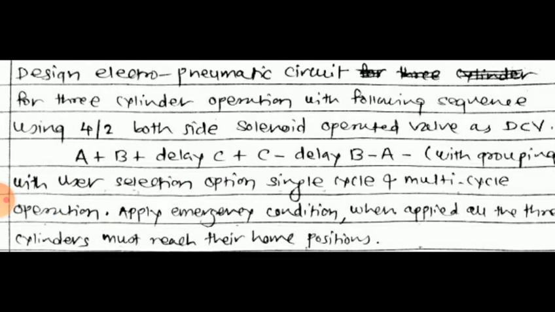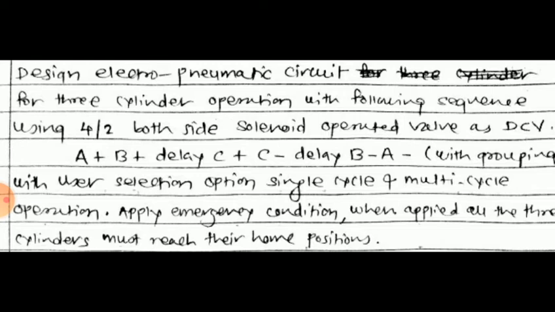Now the next problem is the 3-cylinder problem. Design an electro-pneumatic circuit for 3-cylinder operation with the given sequence, using a 4x2 both side solenoid operated valve as DCV. The cylinder sequence given is A plus, B plus, delay, C plus, C minus, delay, B minus, A minus, with grouping. So read the sequence of cylinders carefully.